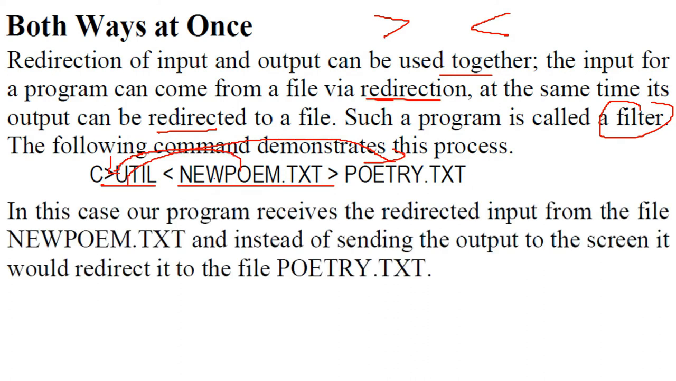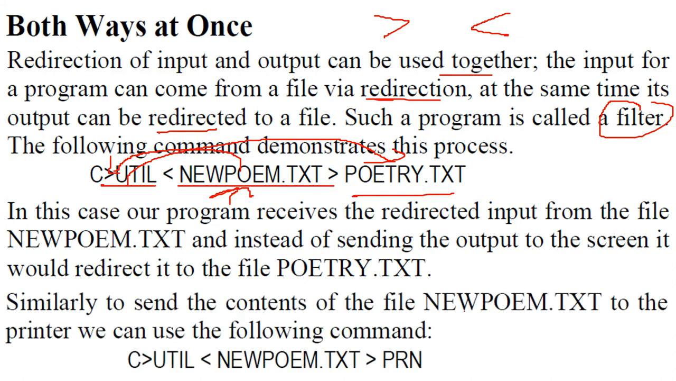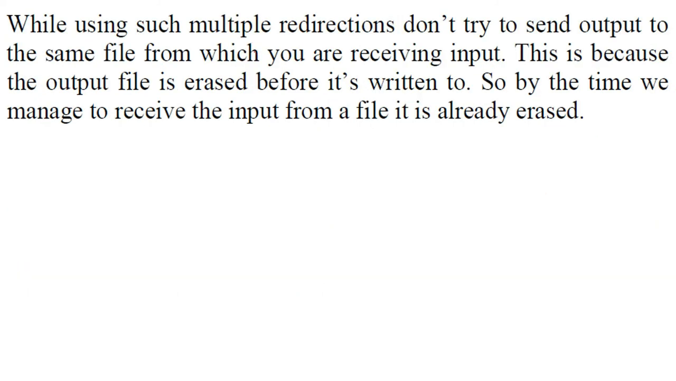In this, the program received the redirected input from the file, instead of just sending it to the output or video, and it would redirect to poetry.txt. And we can also send the contents of the file to the printer. How? Take the content in util and transfer it to PRN. So we can use multiple redirection, but don't try to send output to the same file from which you are receiving input. Why? This is because the output file is erased before it's written to. So by the time you are trying to receive the input from the file, it is already erased.